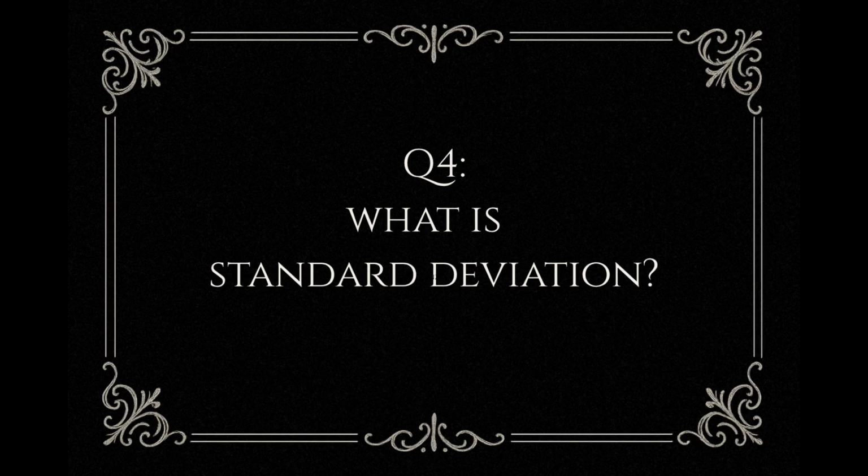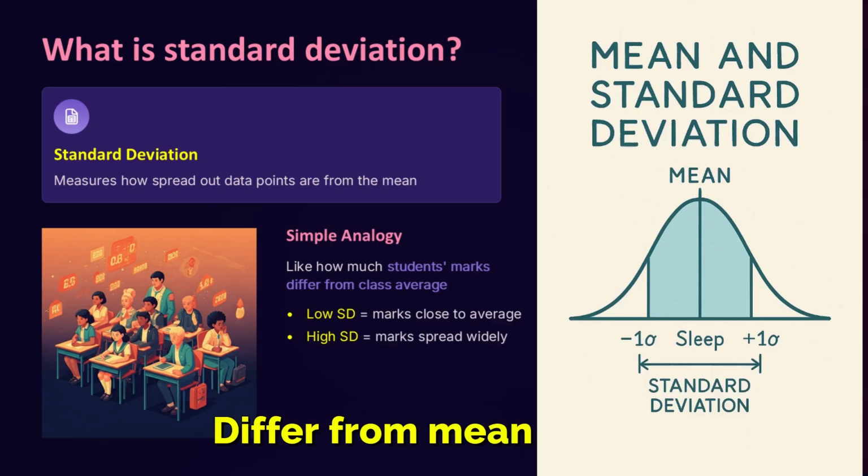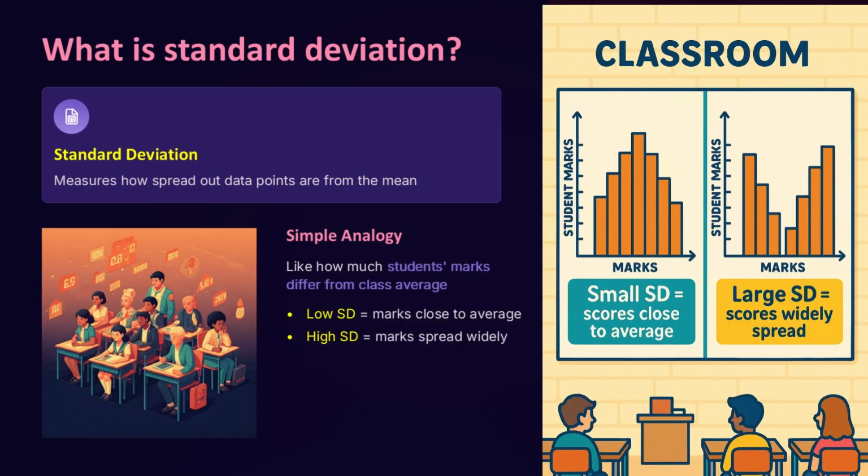What is standard deviation? Standard deviation is a measure of how much the data values spread out or differ from the mean, which is the average. To picture this, think of students' marks in a class. If most students score very close to the class average, the standard deviation is small. But if some students score very high while others score very low, then the marks are spread out widely and the standard deviation is large.